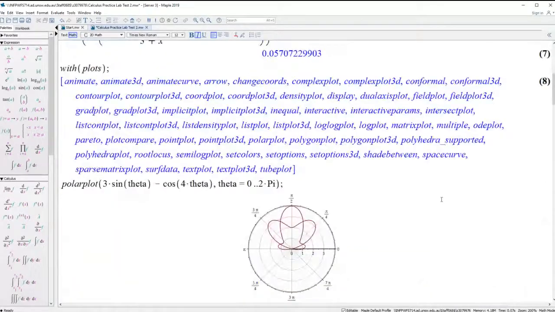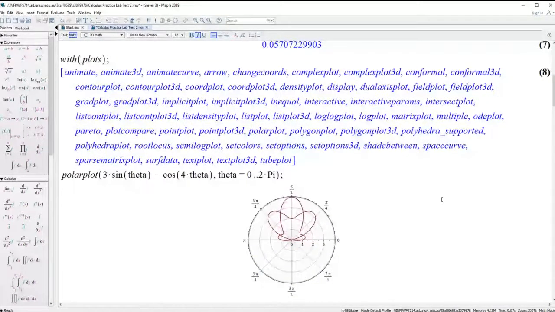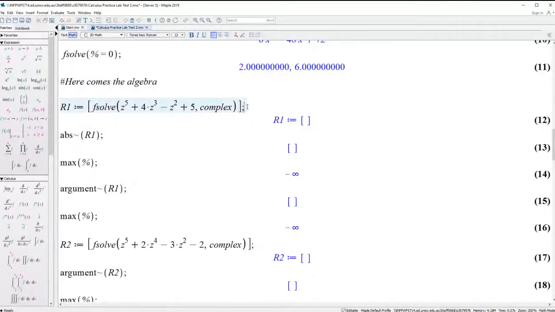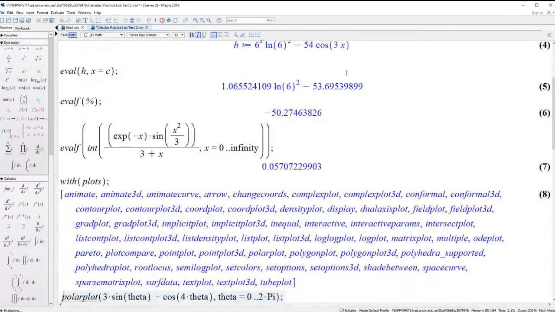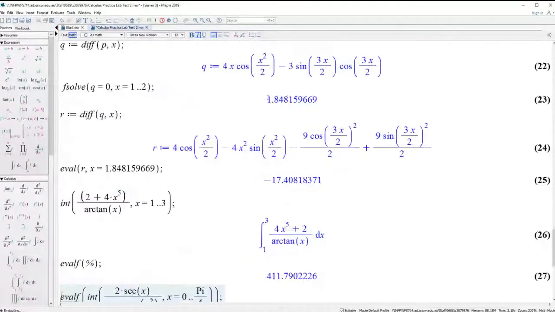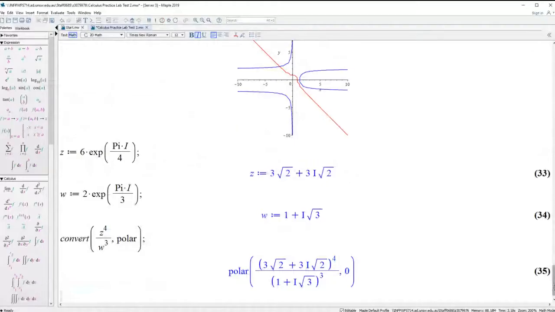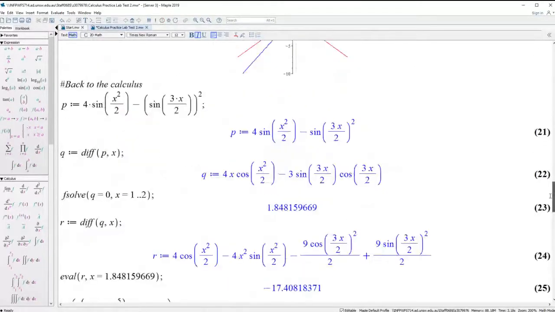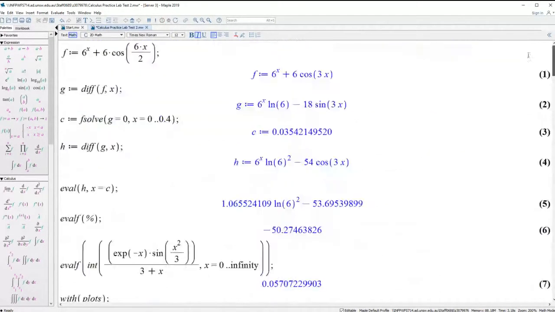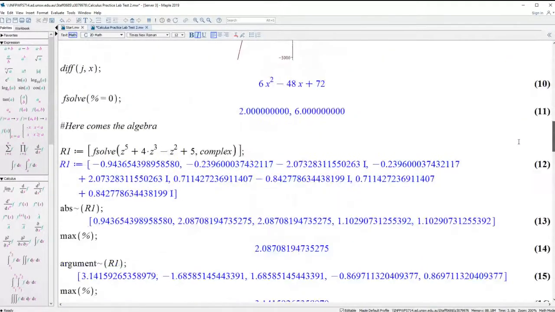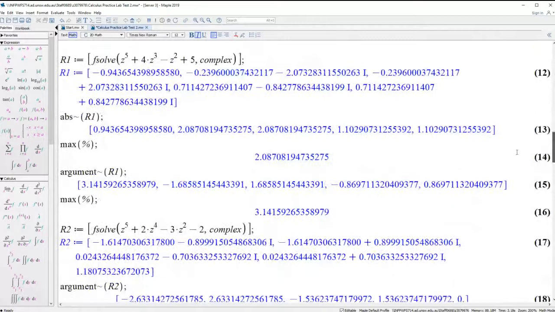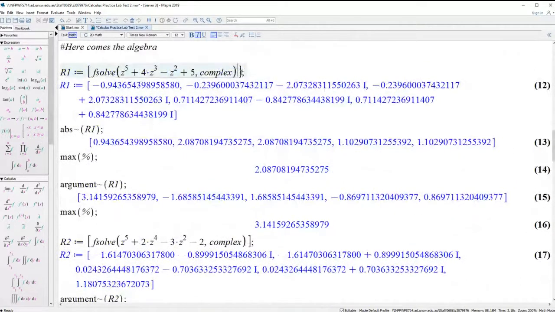Okay, so this is all the calculus and stuff that I did this morning. Let me just do this again. I'll just compile. Okay, hopefully that's got me going in the right direction. Yeah, all right. So take two. Here comes the algebra again.